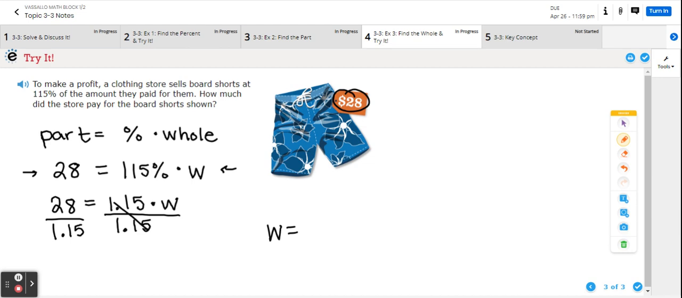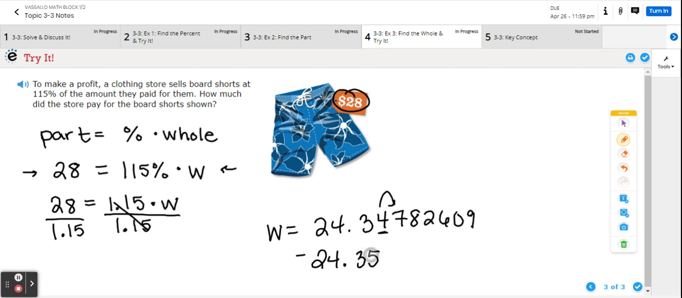Okay, and you're going to get a really long decimal here, but remember, you're dealing with money. So we are going to round here, and we get a really, really long decimal. But money is about 2 decimal places. So it's always 2 decimal places. So that 7 is going to tell the 4 to round up. So it was $24.35 that the store paid for it. And they marked it up to make a profit, and they're going to sell it to you for $28.